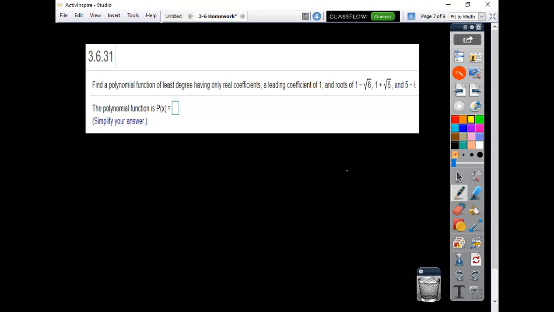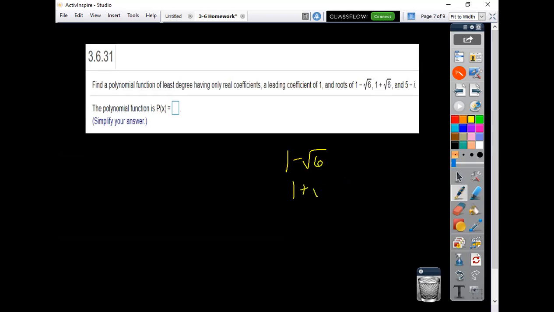3.6.31, find a polynomial function of least degree that would have a leading coefficient of 1 and all of these roots. All right, so if I have 1 minus the square root of 6 and 1 plus the square root of 6, that's a conjugate pair there, isn't it? So if that's the root, I've got x minus this one, and I've got x minus this one.